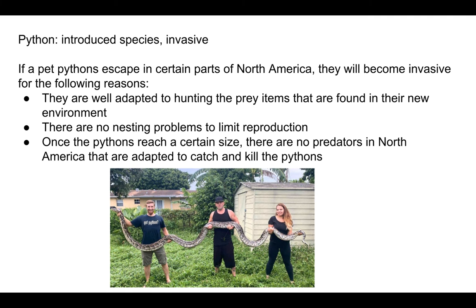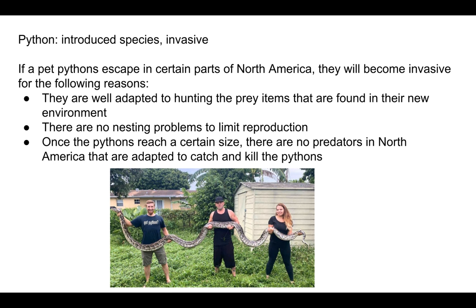Okay. Well, the problem is, it happened in North America. They got out in certain parts of North America, and it turns out they're really well adapted to hunting the kind of birds and mammals and reptiles that they find in their new environment. So there's plenty of food. Their nesting behavior is conducive to the new environment, so they're not limited in that respect. And once they get to a certain size, there is nothing other than humans that's capable of killing them. So as a result, you have access to food, you have access to reproduction, and you don't have predators. That is an equation for an invasive species to just take hold.